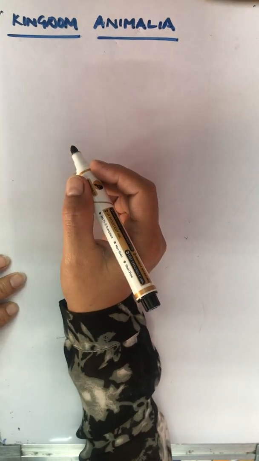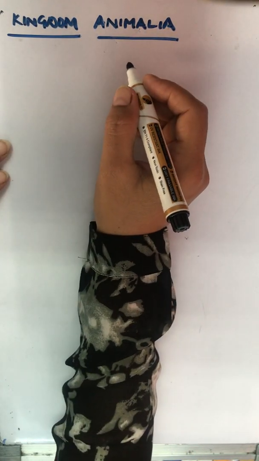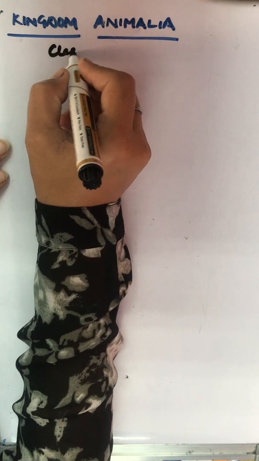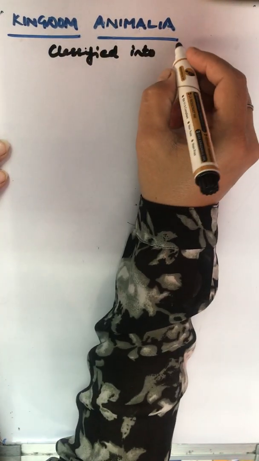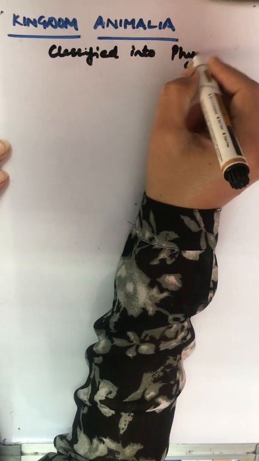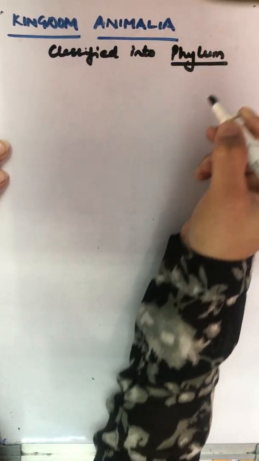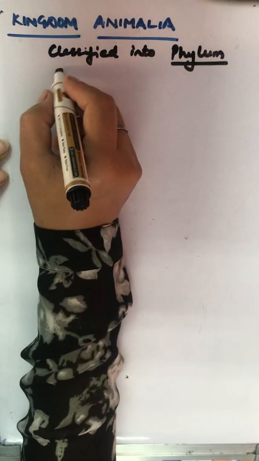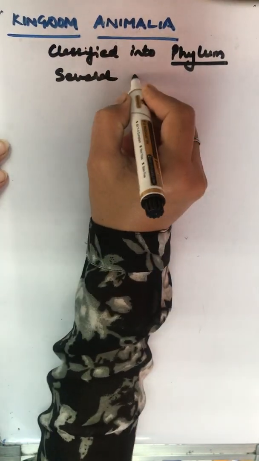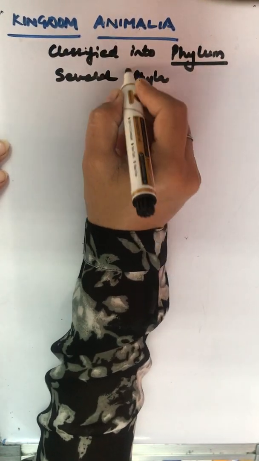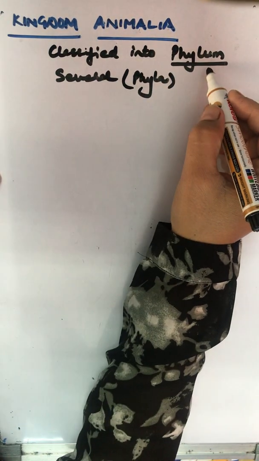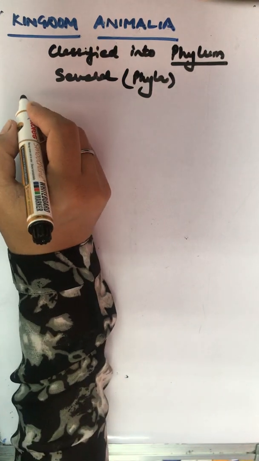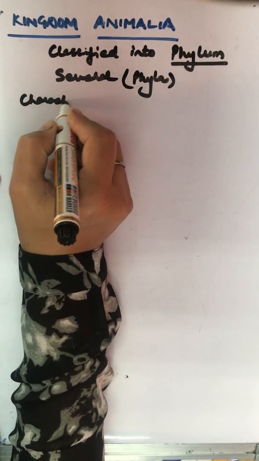Now children, when we talk about kingdom Animalia, we say it is classified into phyla. Phylum is the name given to a singular one, and when there are several, we call them phyla. Now, how are these classified? On the basis of certain characteristic features.